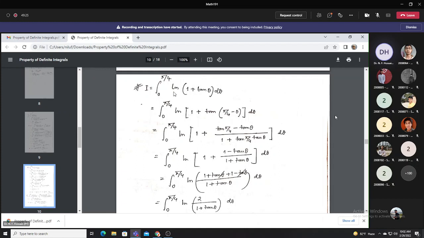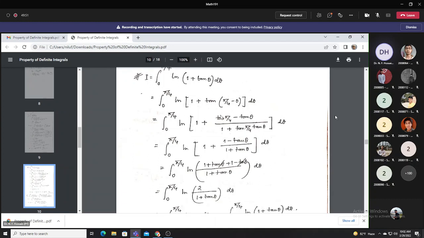So at first we use that same property number 4. Your a is pi by 4, and this theta can be replaced by pi by 4 minus theta. So I will be equal to integral 0 to pi by 4 ln of, use a third bracket, then 1 plus tan of pi by 4 minus theta. And let us now use the trigonometric formula for tan of a minus b. What is the formula for tan of a minus b? It is tan a minus tan b divided by 1 plus tan a into tan b.